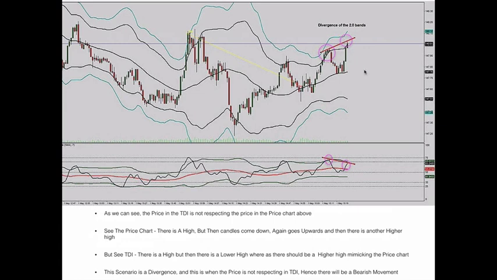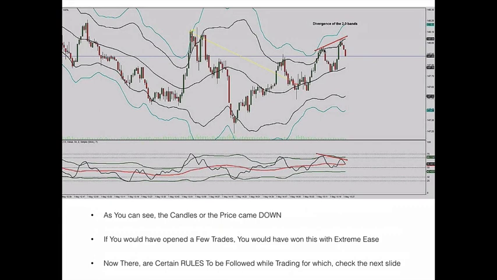As simple as that. Now let me show you how it works, and this is going to be exciting. Look, as you can see, it went up, came down, went back up, and it dropped then. Why did it drop? Because the TDI was not respecting the price. This is how divergence works.